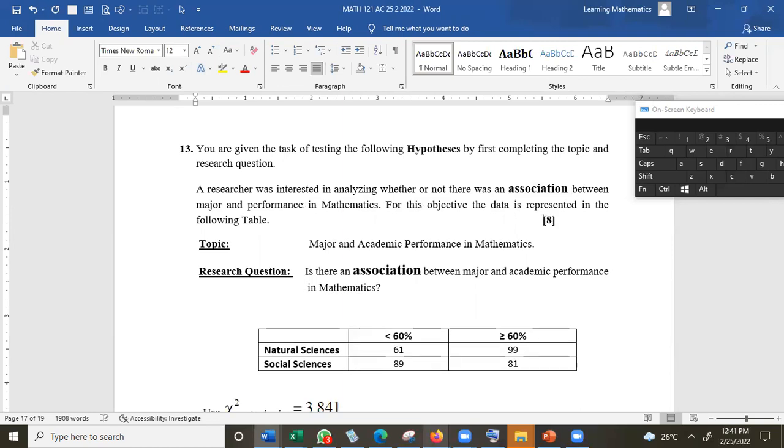So the research topic would be major and academic performance in mathematics. All right. And the research question: is there an association between major and academic performance in mathematics? Remember, that is the classic structure of any research project, the topic and the research question. Cannot have a research project without a research question. That's a rule of thumb.